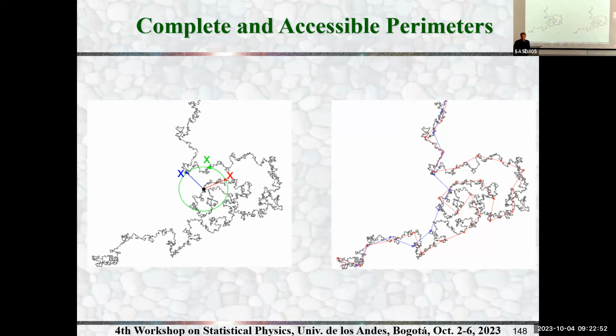As I told you, for classical percolation, both of these perimeter fractal dimensions are known exactly. The one for the accessible perimeter was obtained by Saleur, and it is equal to that of the self-avoiding walk. What is the one for the complete perimeter again? Sometimes they call it the hull. This one has a factor 7.5.